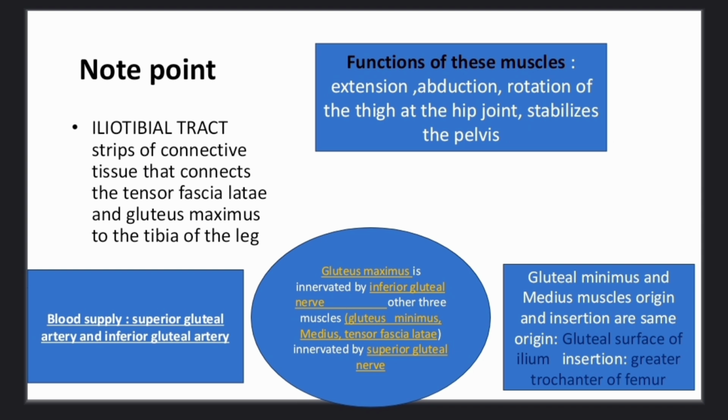Gluteus maximus is innervated by the inferior gluteal nerve. Other three muscles are there, right? Gluteus minimus, medius, tensor fasciae latae. They are innervated by the superior gluteal nerve. So remember this point. And gluteus minimus and medius muscles, origin and insertion are the same. Remember this point. Origin from the gluteal surface of the ilium and insertion is the greater trochanter of the femur. So you can remember the origin and insertion of two muscles in one memory tip.